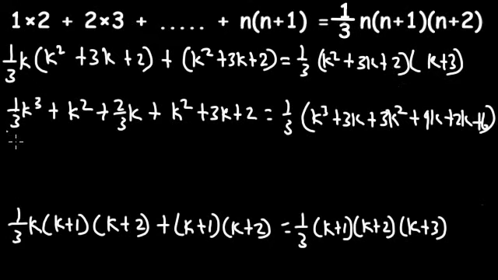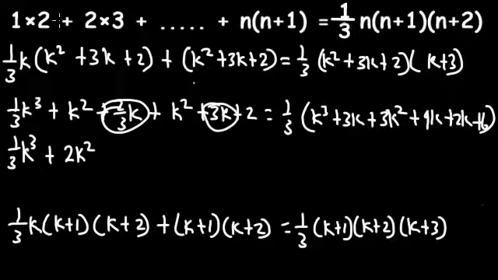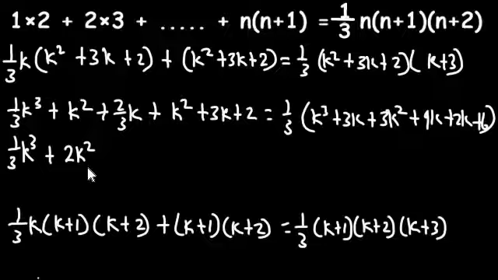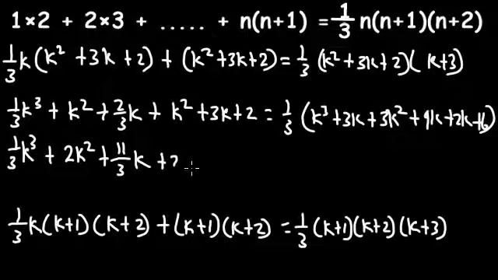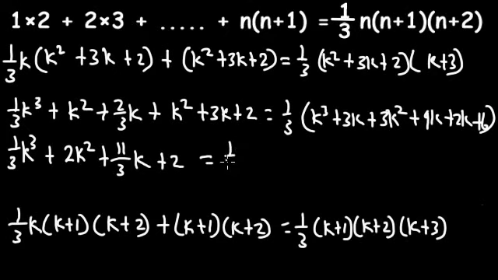Perfect. So right now we have 1/3 k cubed plus, now in the k squared, we have 1 here and 1 there, so it becomes 2k squared. Alright. Now 2/3 k plus 3k, what would that be? That would simply give us 11 over 3 k. So that gives us 11 over 3 k. Okay, then we have plus 2 finally. So this becomes equal to, alright, 1 over 3 times k cubed.